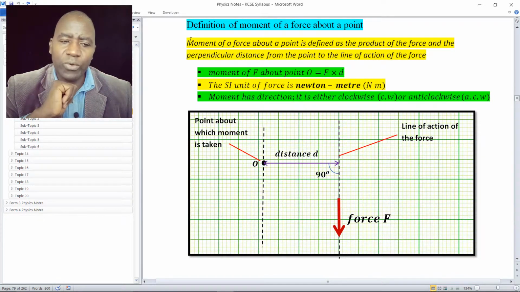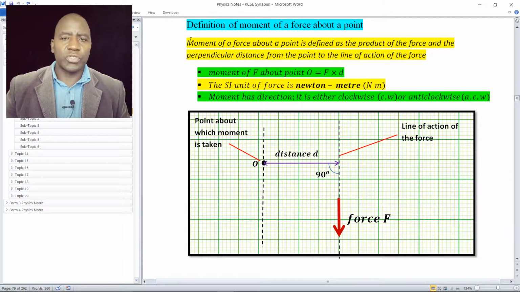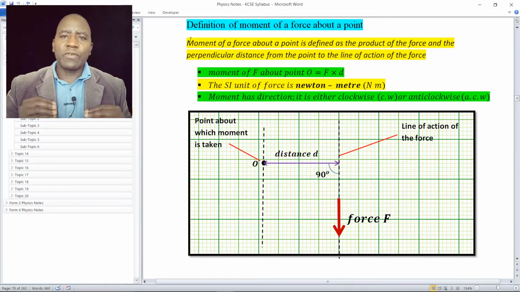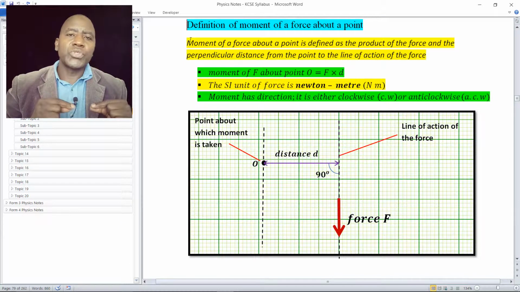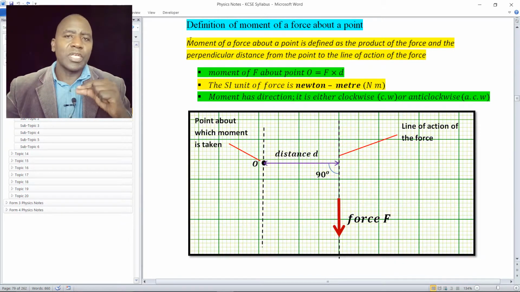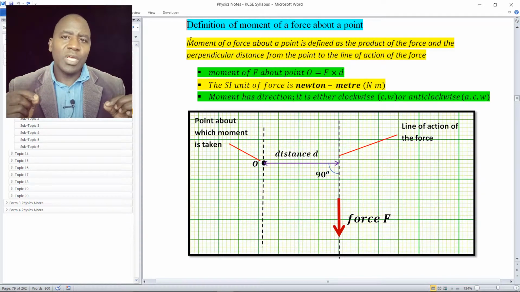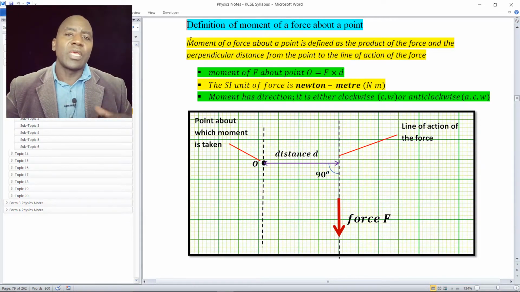But the first thing I want us to look at is, we always take moment about a point. This is the language that we are going to use. When we speak about moment of a force about a point, I want you to always talk about taking moment about a point, or think about the turning effect of a force about a point. Because if a body were to turn, it always turns about a given point. So that one is very important.